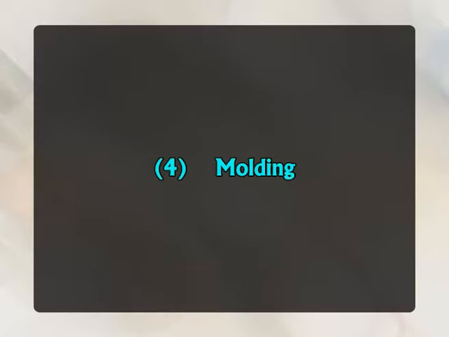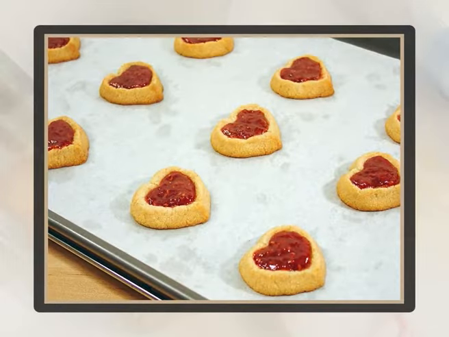Number four, molding. Each piece is then molded into the desired shape. Special molds are used to flatten the dough, and at the same time, a design is stamped on the cookie. The pieces can be shaped by hand into crescents, fingers, or other shapes.